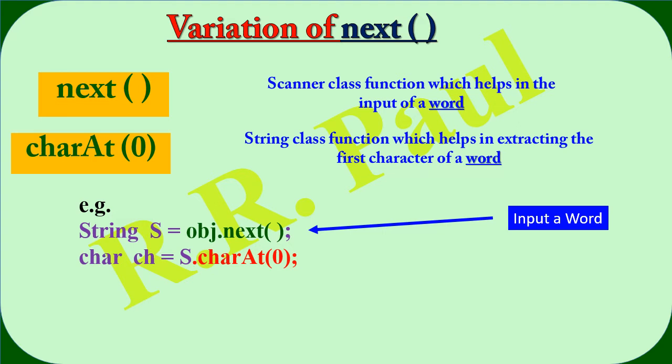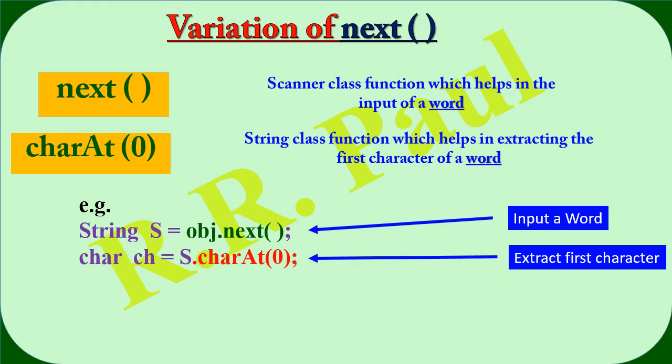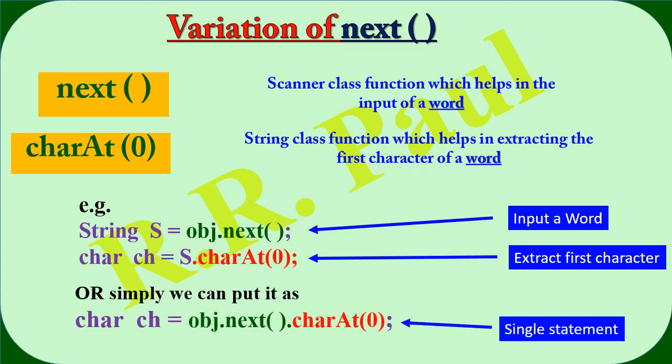After that, this same object s is used with the charAt function to extract the first character. You have to write 0 over here to extract the first character. No other digit should be there, otherwise the answer will change. And this will be discussed in detail later when you study string functions. We can combine these two statements into one and write it as shown on the screen.